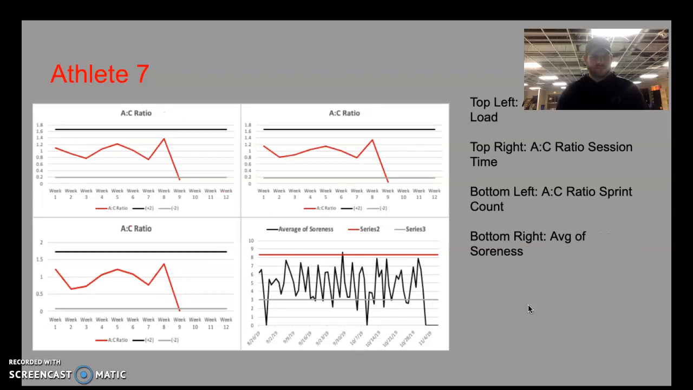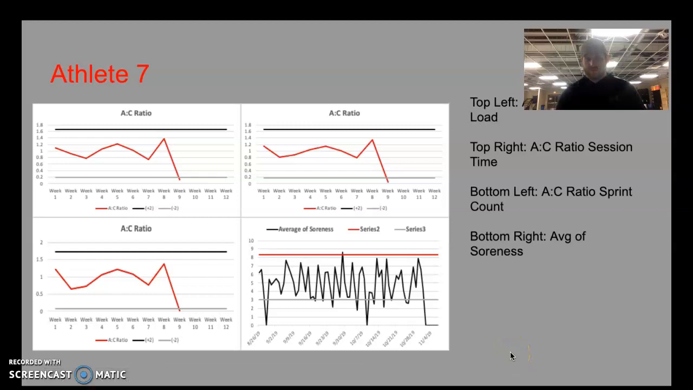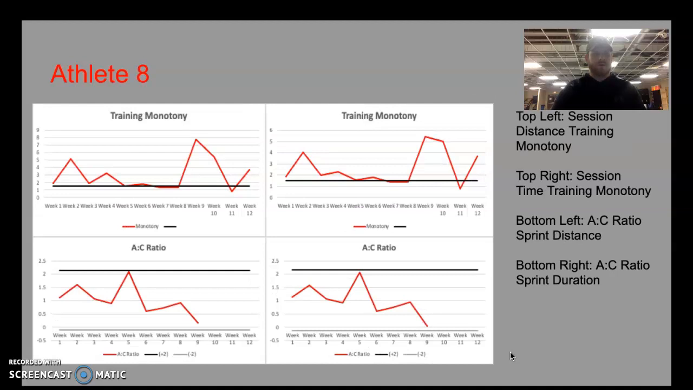Athlete 7, obviously from week 7 to 8, we see a spike in the AC ratio on all three of these variables: session load, time, and sprint count. And it's a greater than 15% increase. So that tells us they might be doing too much this week all of a sudden. And their soreness represents that, as during this week they hit a season high of soreness, which obviously could lead to an injury if they're extremely sore and increasing their volume.